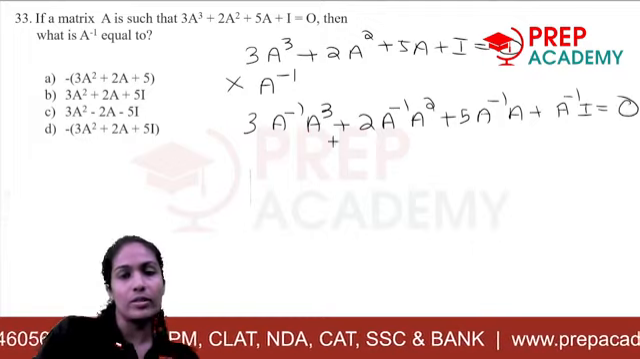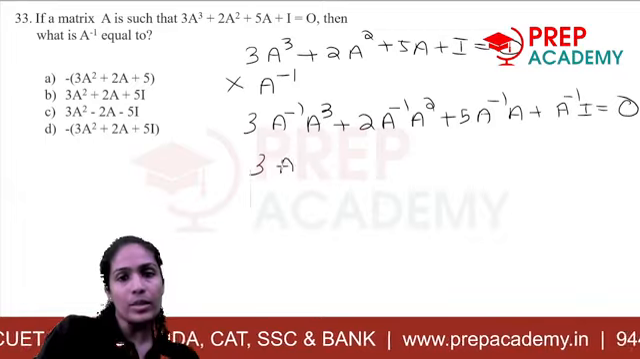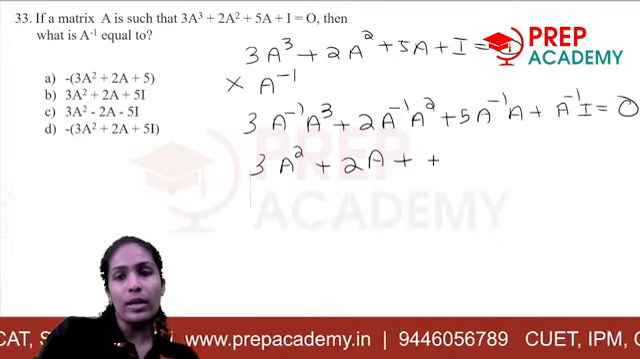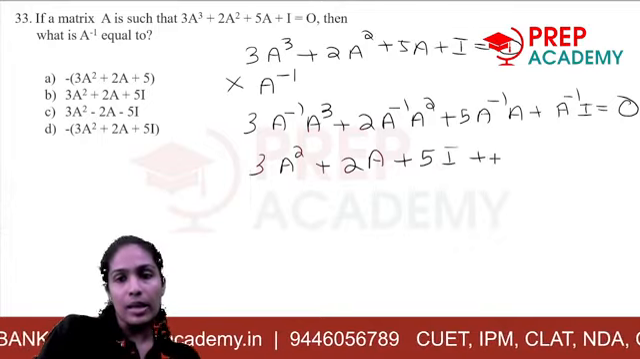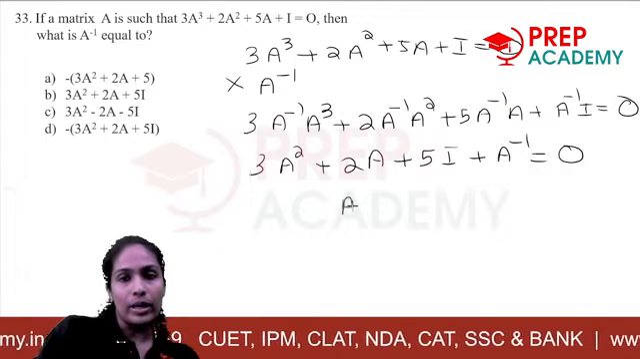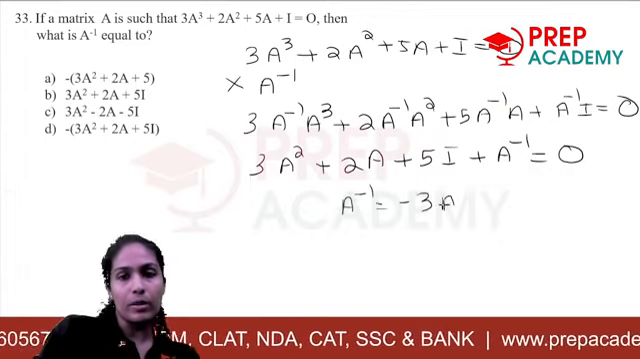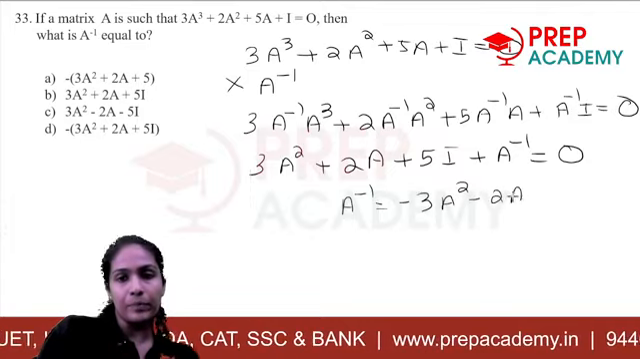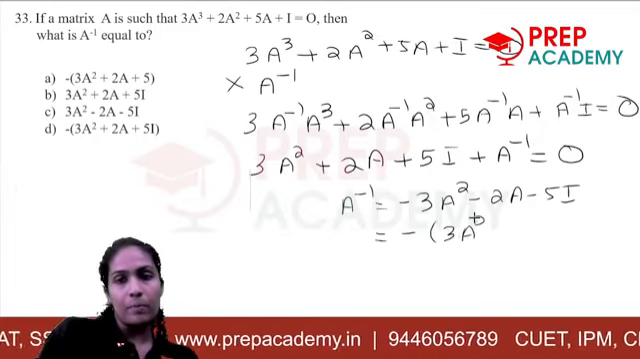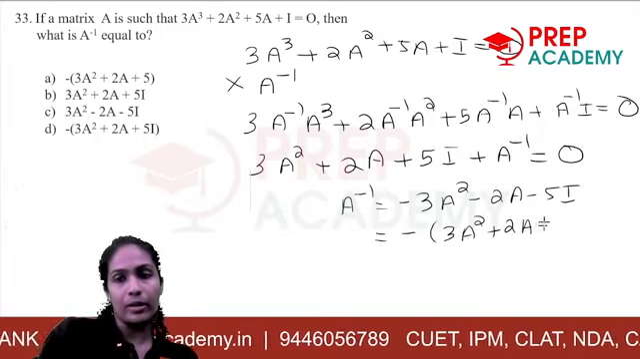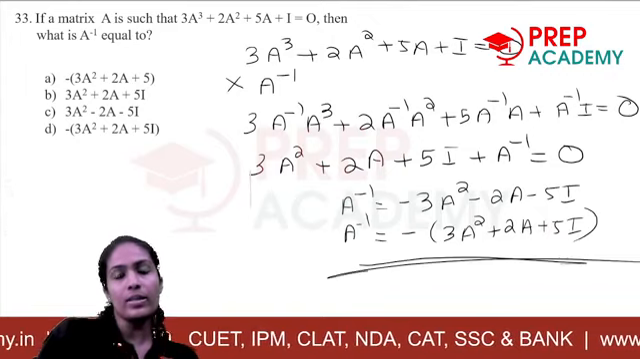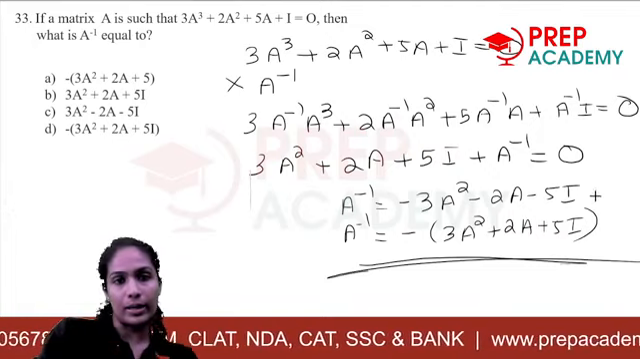Multiply throughout with A inverse. 3 into A inverse into A cube is A square, plus 2 into A inverse into A square is A, plus 5 into A inverse into A is I, plus A inverse into I is A inverse, equal to 0. So A inverse equal to minus 3A square minus 2A minus 5I, which is equal to minus of 3A square plus 2A plus 5I. So A inverse is equal to minus of 3A square plus 2A plus 5I.